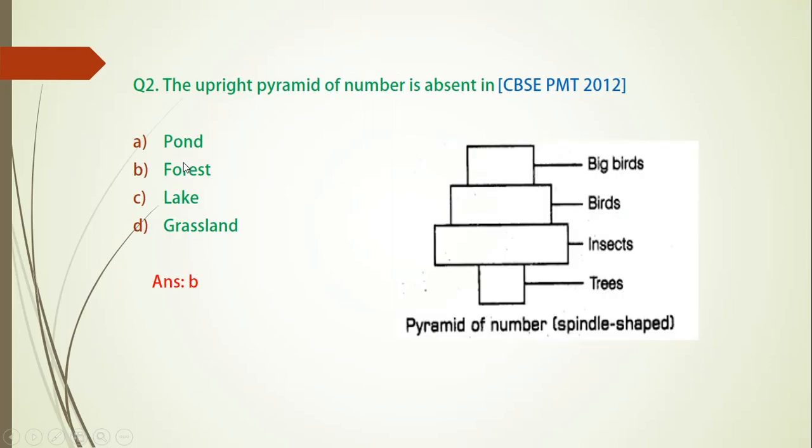ecosystem, because forest ecosystem is a spindle kind of ecosystem where insects grow on trees, and they are larger in population than the trees. Then upon the insects, the birds survive, and upon these small birds the big birds survive. By this it maintains a spindle kind of pyramid of number. So option B is the correct answer. The upright pyramid of number is absent only in the forest ecosystem.